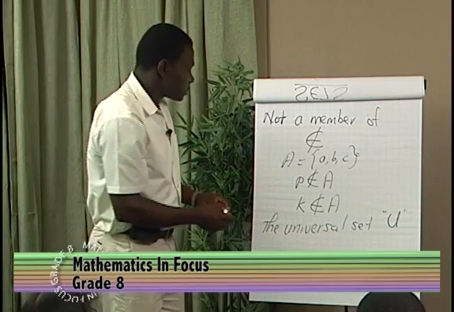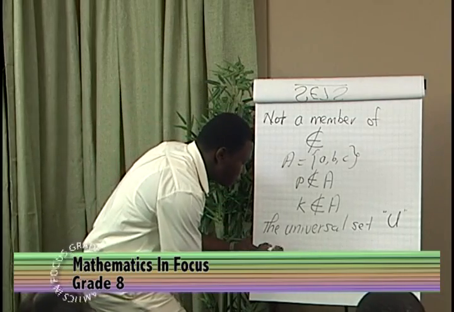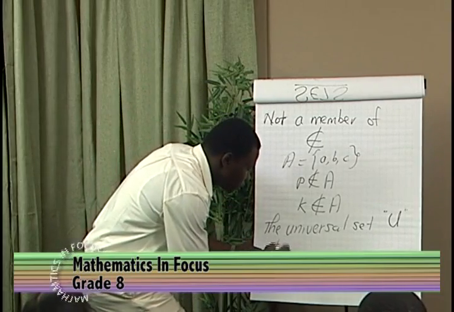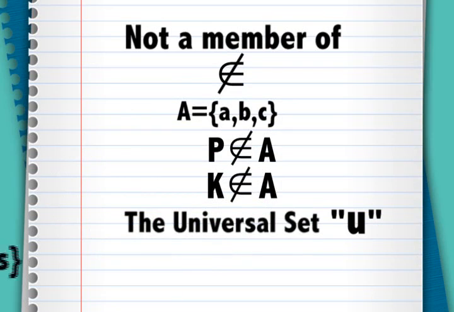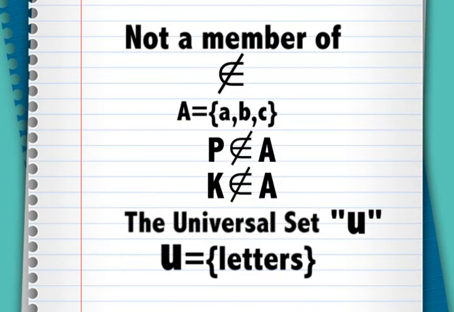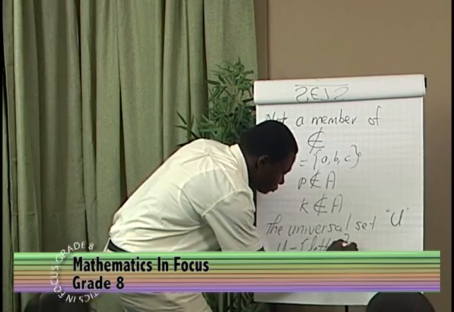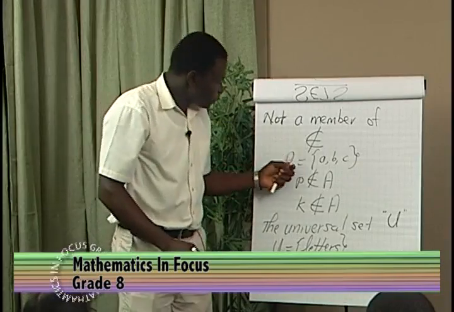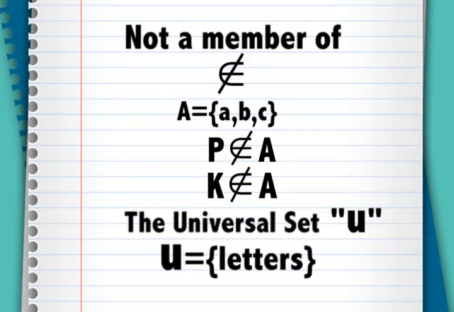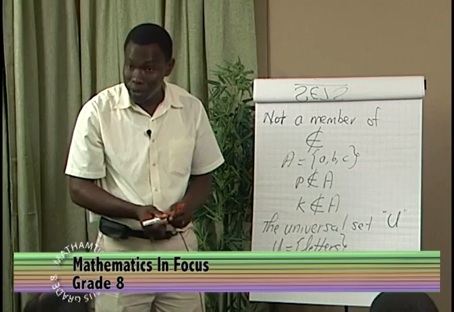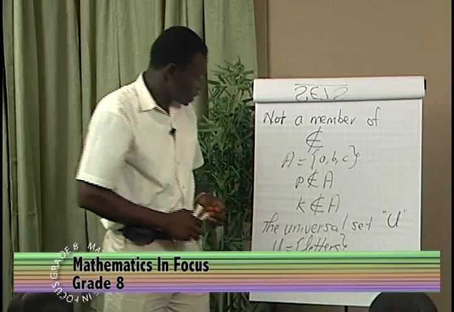All right? Good. So we may have, for example, U equal to the set of letters. So then, therefore, A now can be found in this set. Do you agree? Yes. That A can be found in this set.